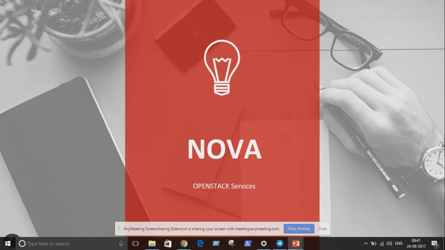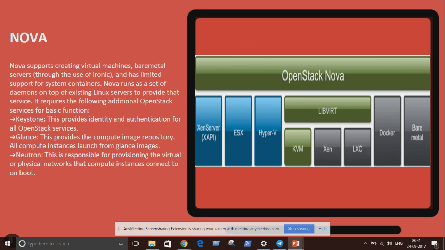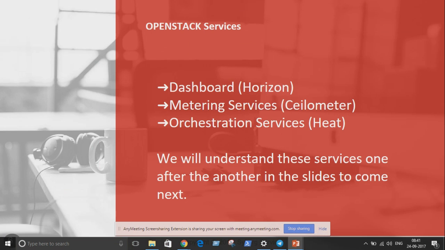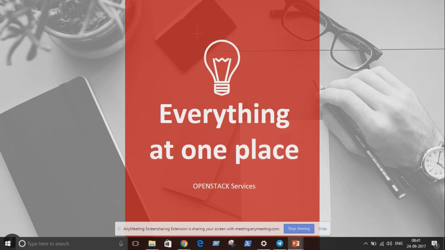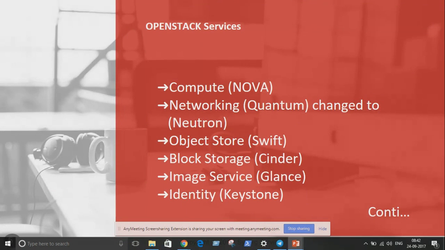I just covered this part. I didn't want to overload this slide, because if I put too much information here, it would be very difficult to make you understand. So again, I'll repeat: your compute layer is known as Nova. Your network layer in OpenStack is known as Neutron. Object storage is Swift. Block storage is Cinder.